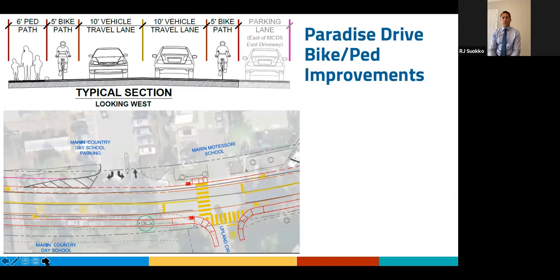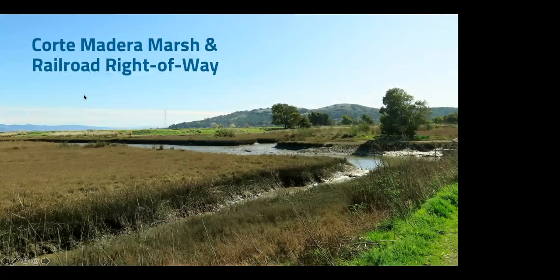Here's just a zoomed in view of some of the multimodal improvements. There's two private schools, as many of you know. We're looking at improvements to pedestrian access, accessibility, safety when we're talking about how to cross the street there, and then also bike improvements as well. Next slide. All right, I think we're back to you, Jeremy.